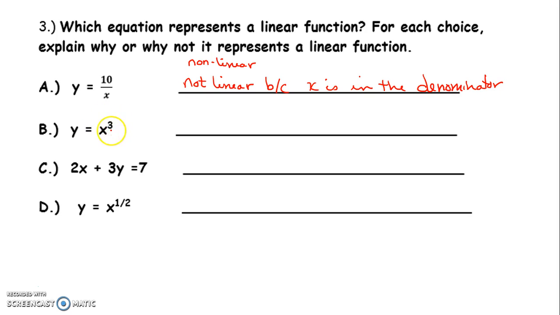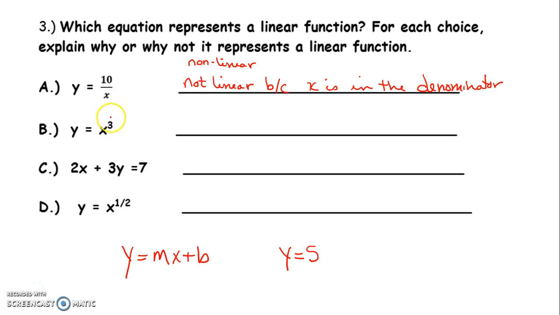Next one. The issue here is that the exponent is a 3. To be linear, it has to be able to be rewritten in the form y equals mx plus b: some number times x plus some number. So the exponent on this x is a 1. We could have sometimes where the line is just y equals 5, and then the exponent on the x would have been a 0. But those are the only two exponents allowed on the x variable in order for this to be linear. So you need an exponent of 1 or 0 on the y, and an exponent of 1 or 0 on the x.